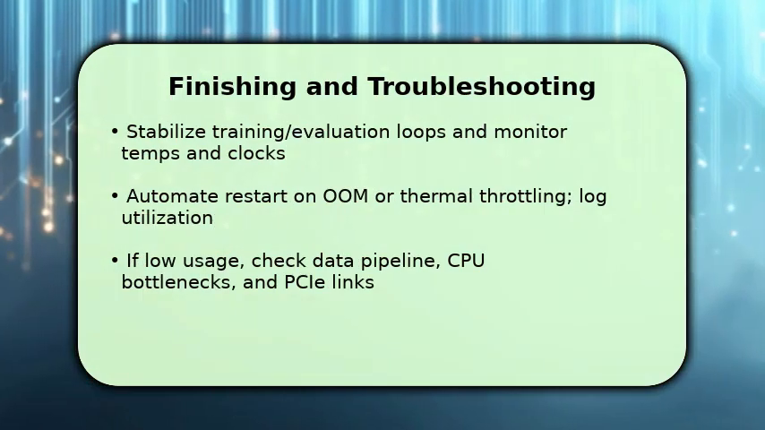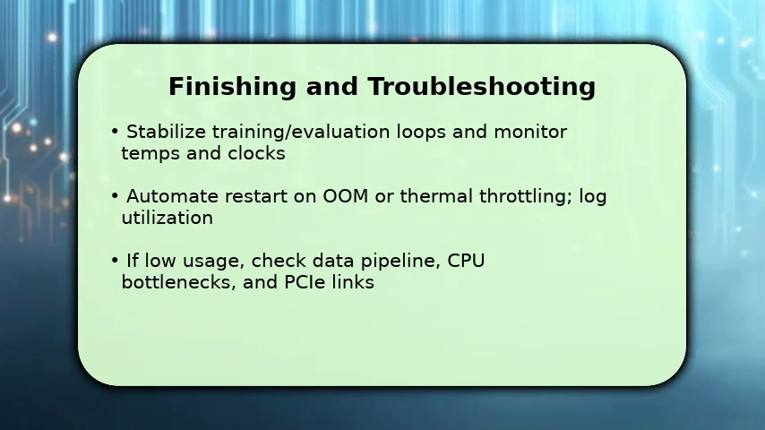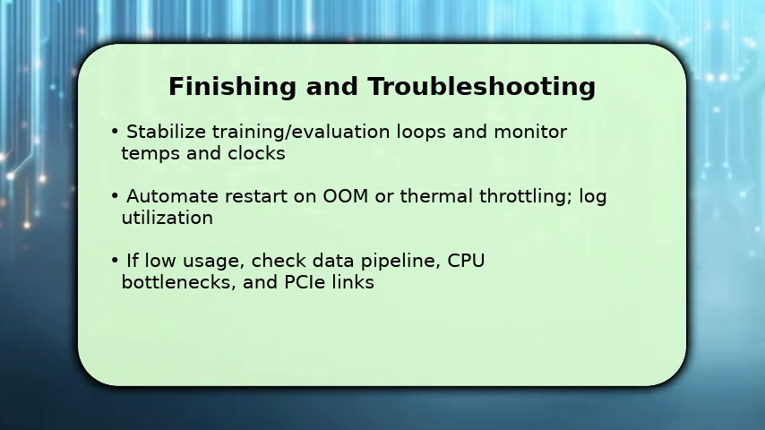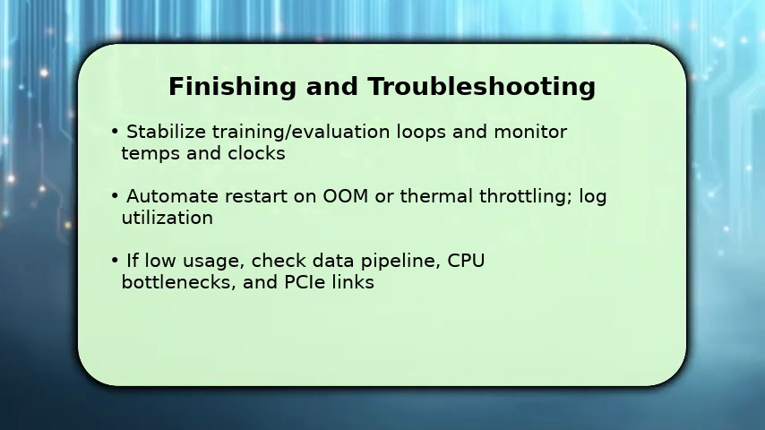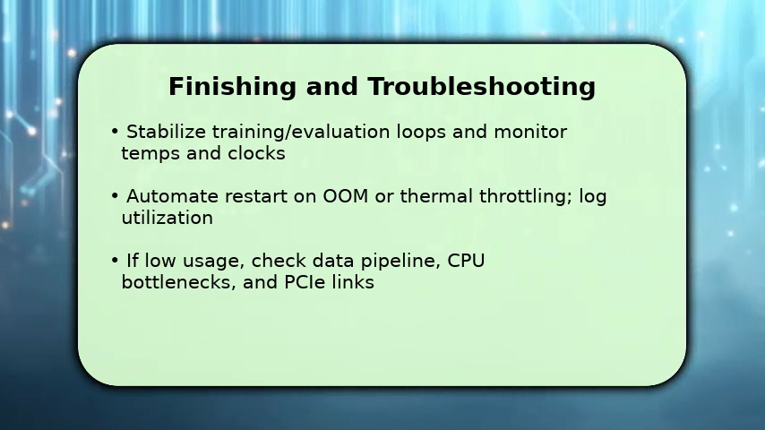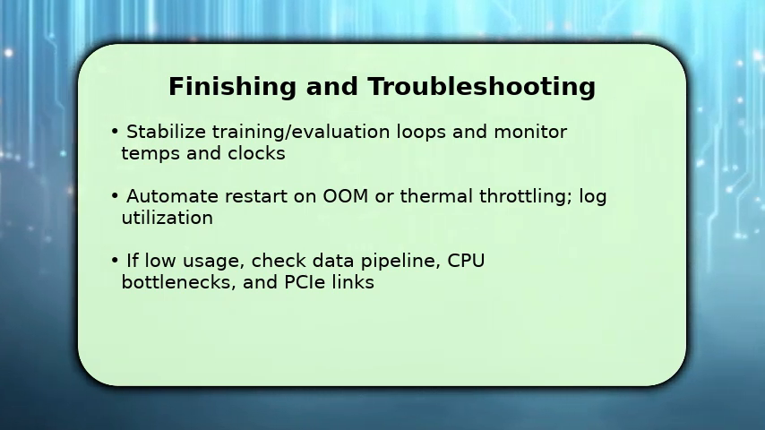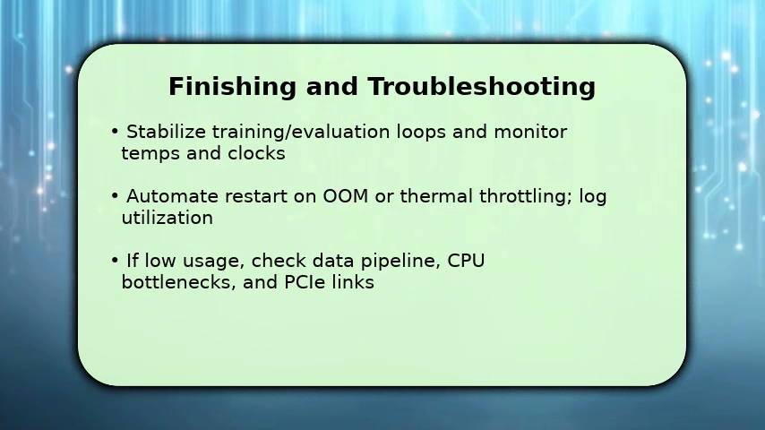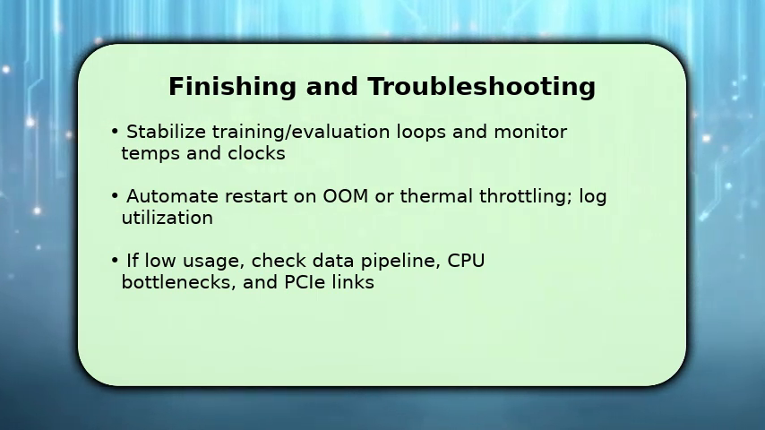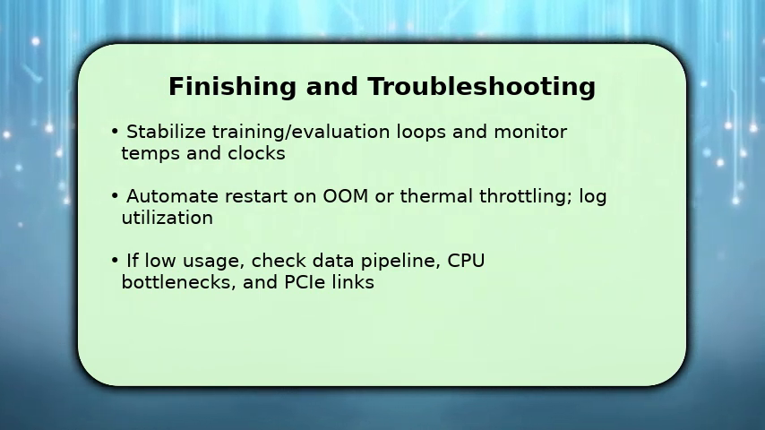You finish by stabilizing the loop. Lock clocks if needed, monitor temperatures, and log utilization over time so you can spot regressions. Automate graceful restarts for out-of-memory or thermal events, and ensure checkpoints save state so retries don't lose progress. If you hit low usage, first examine the data pipeline and CPU threads, then validate PCIe bandwidth and driver settings. A single troubleshooting tip: profile end-to-end. If the GPU idles, the bottleneck is almost always upstream in feeding or synchronization.